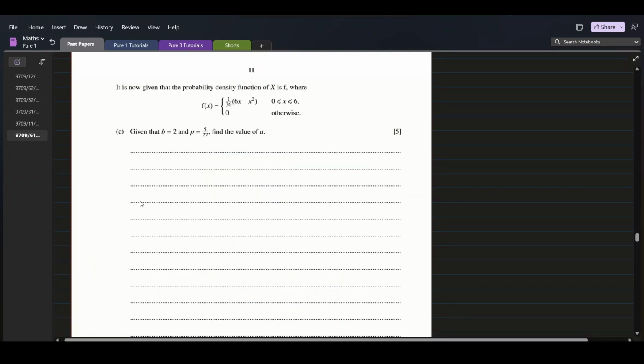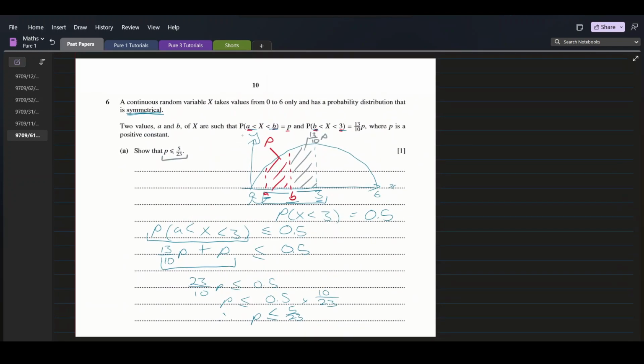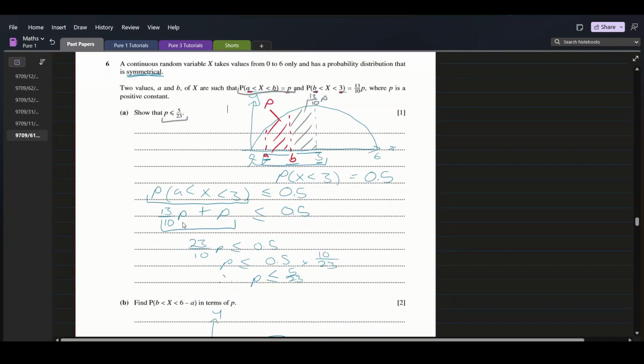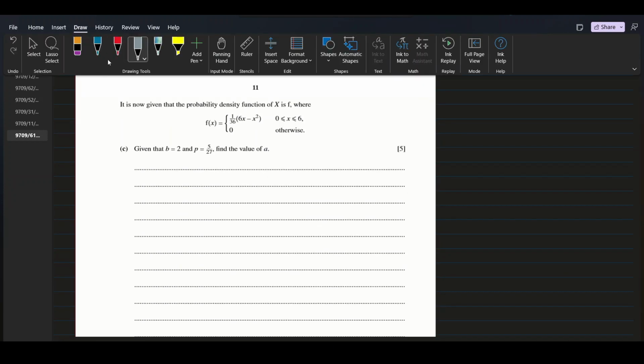It is now given that the probability density function of x is f, where f of x is equal to 1 over 36 times 6x minus x squared, for x between 0 and 6, and 0 otherwise. Part C, given that b is equal to 2 and p is equal to 5 over 27, find the value of a. Okay, so if we go back to the stem of the question, we were told that the probability that x is between a and b is equal to p, and so now we can use that to evaluate a. Let me just change the color back to blue.